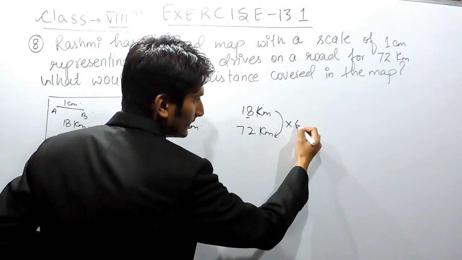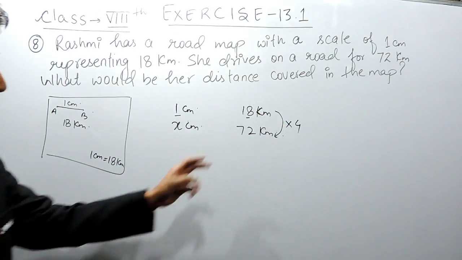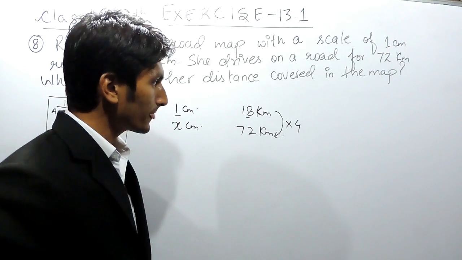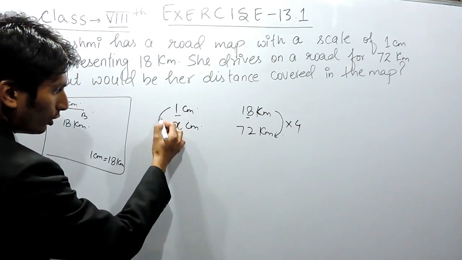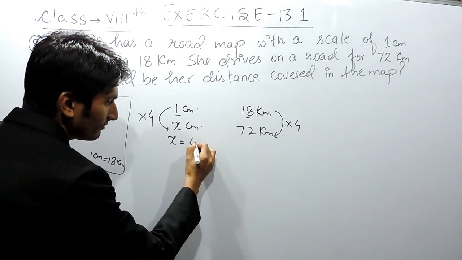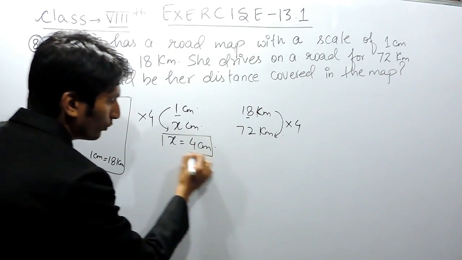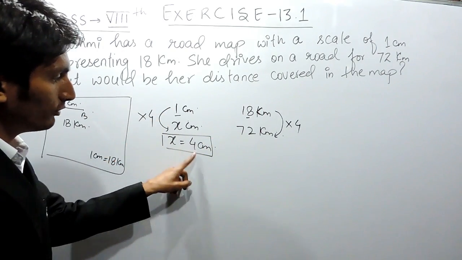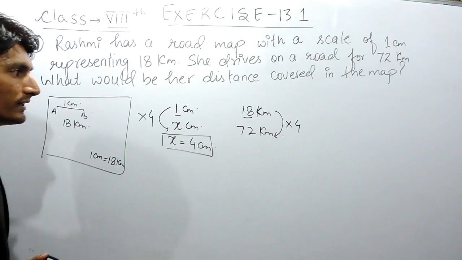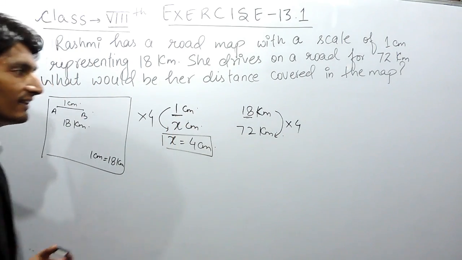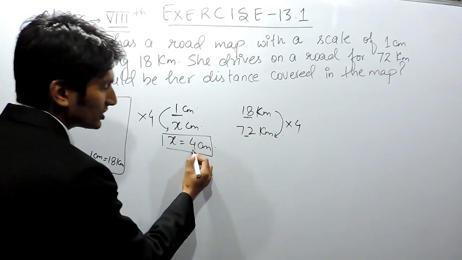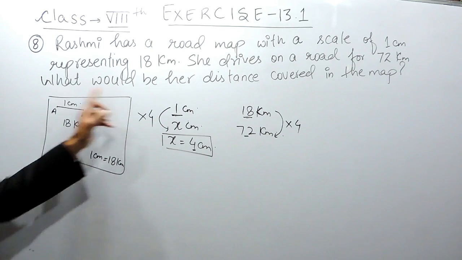So we can say that this has increased 4 times. So 18 kilometers when increased 4 times is 72 kilometers. So similarly here also on the map it should increase 4 times. So we can say that the value of x here should be 4 centimeters, because 4 multiplied by 1 is 4 centimeters. So you can say that when Rashmi traveled 18 kilometers on actual ground, on the map she is traveling 1 centimeter, and if Rashmi is traveling 72 kilometers on actual ground, she is traveling 4 centimeters on her road map.